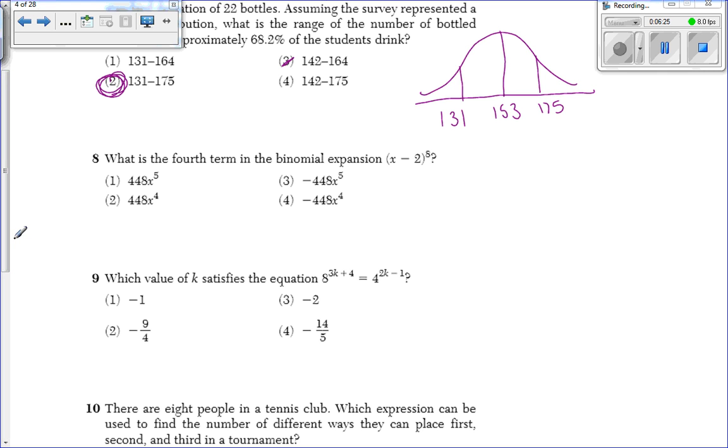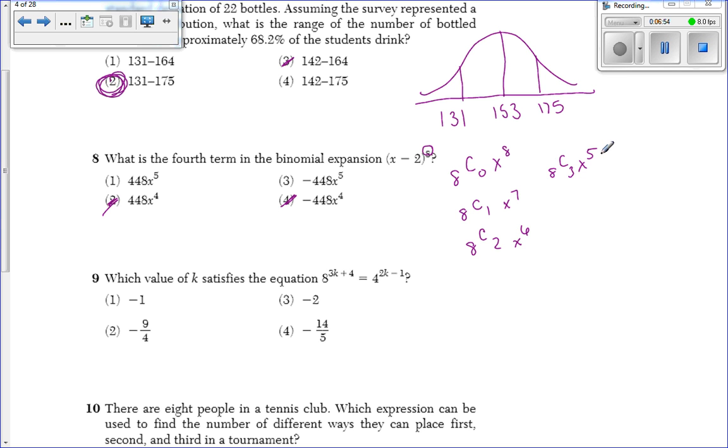What is the fourth term in the binomial expansion of (x minus 2) to the 8? Well, I will have 8C0, 8C1, 8C2, 8C3, with x to the 8, x to the 7, x to the 6, x to the 5th. Okay?